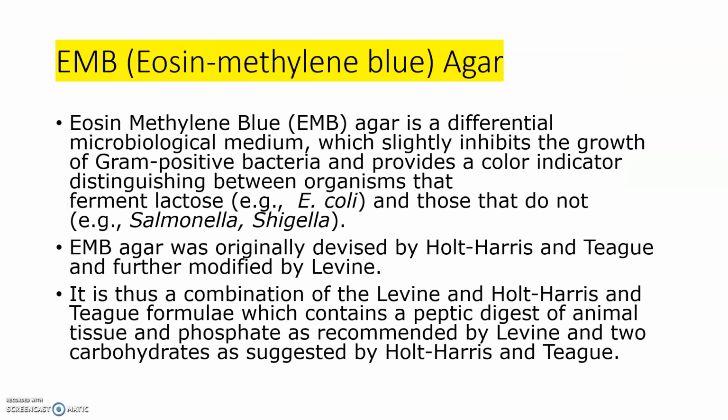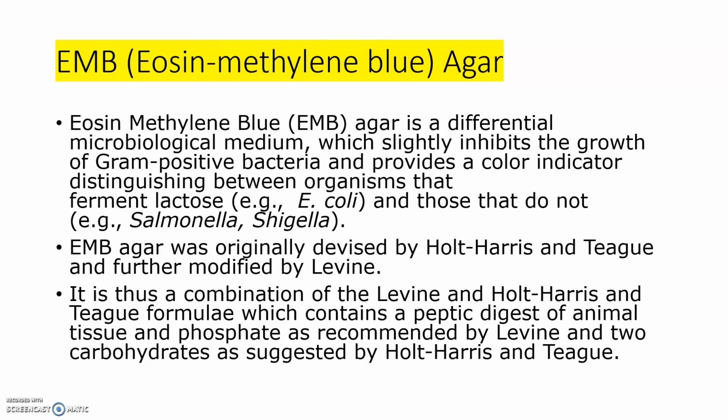Next is about EMB agar, eosin methylene blue agar. It is a differential microbiological medium which slightly inhibits the growth of gram-positive bacteria and provides a color indicator distinguishing organisms that ferment lactose and those that do not ferment lactose. So the lactose fermenters are E. coli and non-lactose fermenters are Salmonella and Shigella. So to differentiate both lactose and non-lactose fermenters, we can use EMB agar.